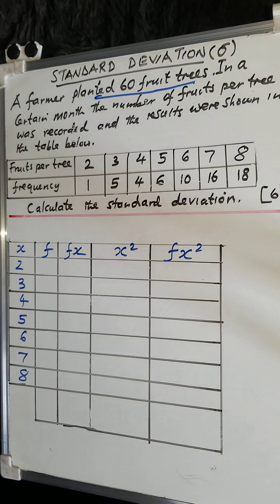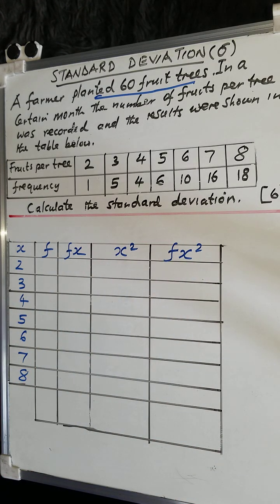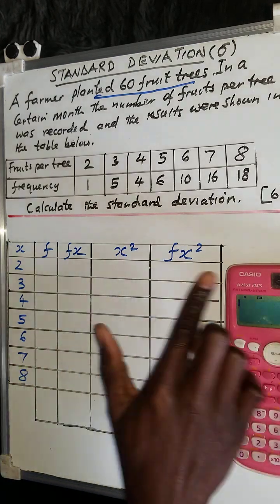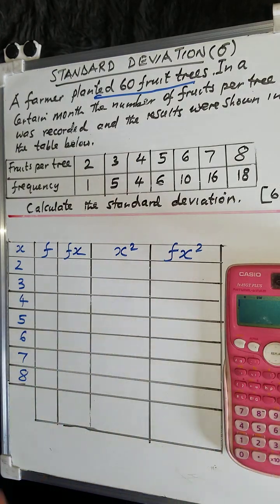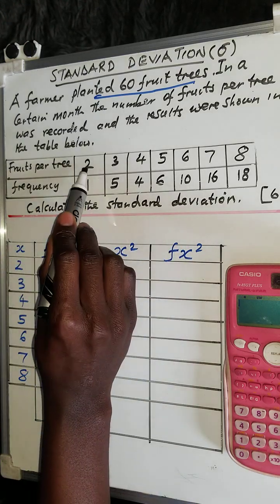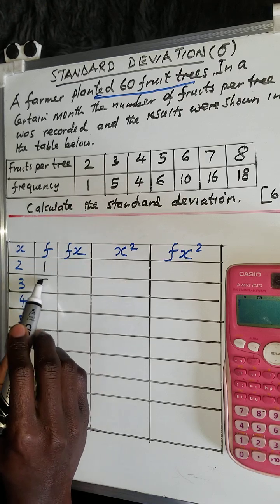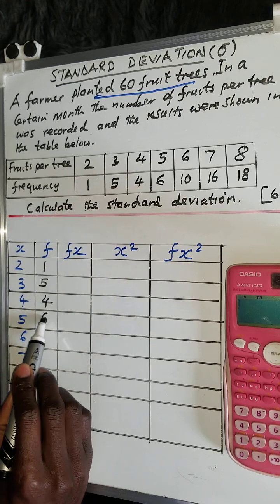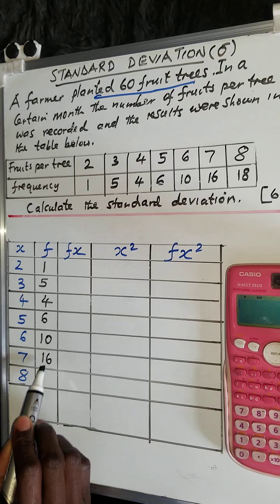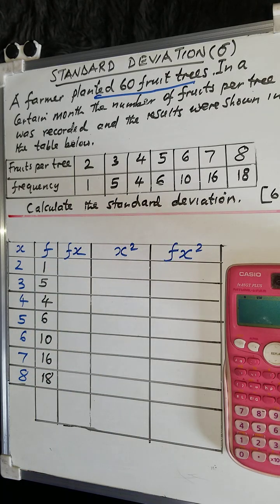So let's see how we can go about it. I know different people are going to arrange them differently. It doesn't matter as long as you are conversant with it, but this one becomes easy. Let me show you. Where are we getting the frequencies? Remember, you just tap those. So for those fruit trees, 2, it was 1. Then 5, 4, 6, 10, 16, and 18. So we are just getting that.